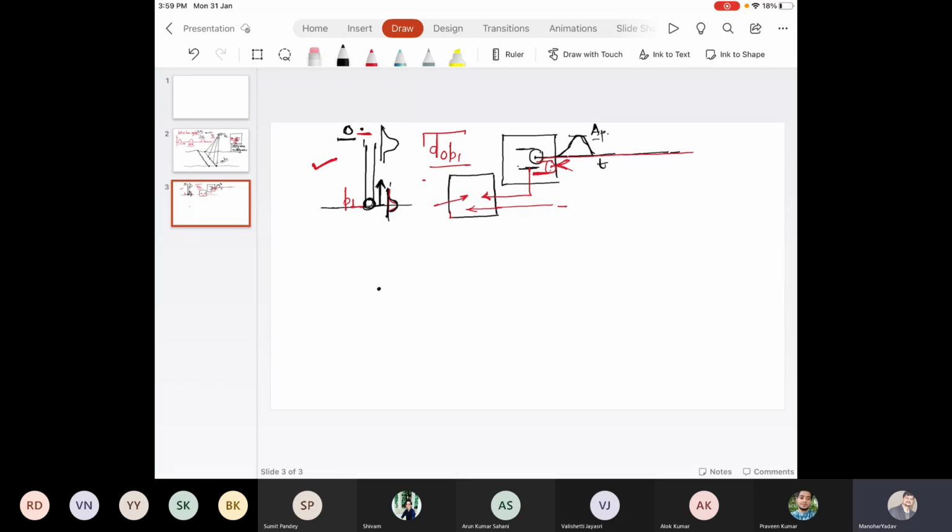Correct. So let's say we have a footprint. If we have a circular area with radius r, the area will be pi r square. Fine. So the point is defined as a geometrical feature having a delta area A, with the limit of A tending to 0.